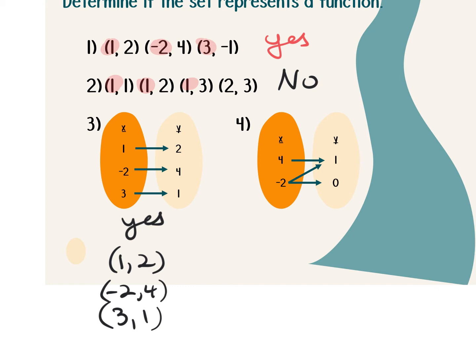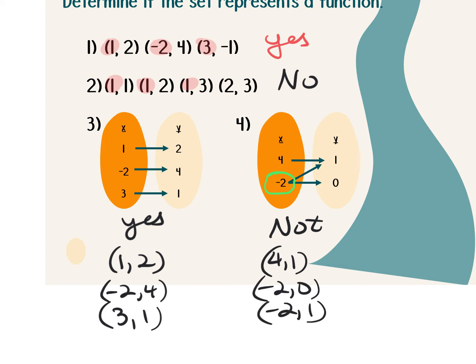On number 4, however, notice the -2 here has 2 lines or 2 arrows coming out. So this would not be a function. The ordered pairs that it creates would be 4, 1, -2, 0, and -2, 1. And again, notice the -2 is repeated, so that's why it's not a function.